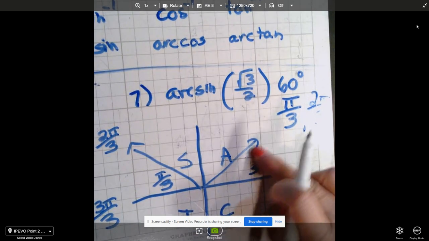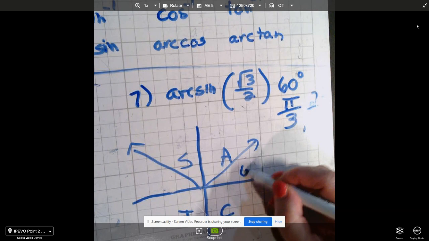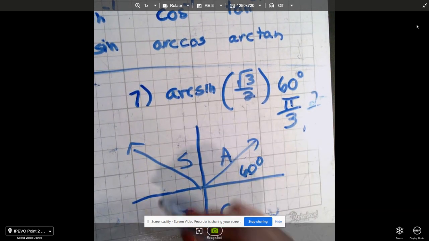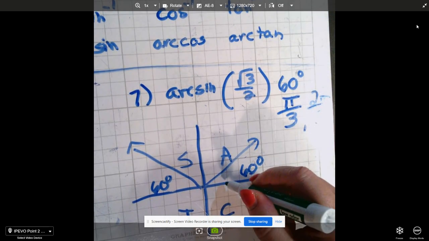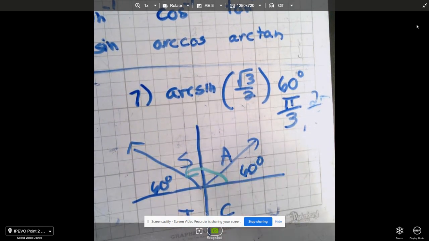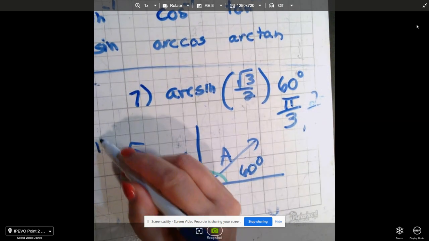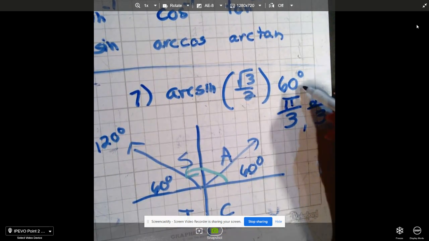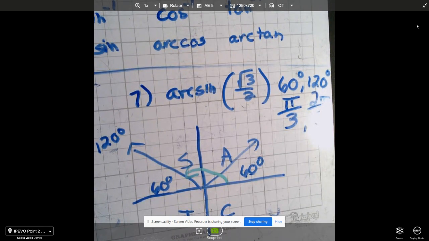But again, now if we think in terms of degrees, if this here is 60 degrees, then this reference angle would be 60 degrees, which means this angle right here would be 180 minus 60 degrees. So this would be 120 degrees. So the arc sine of the square root of 3 over 2 in degrees would be 60 or 120. And in radians, it would be pi over 3 or 2 pi over 3.